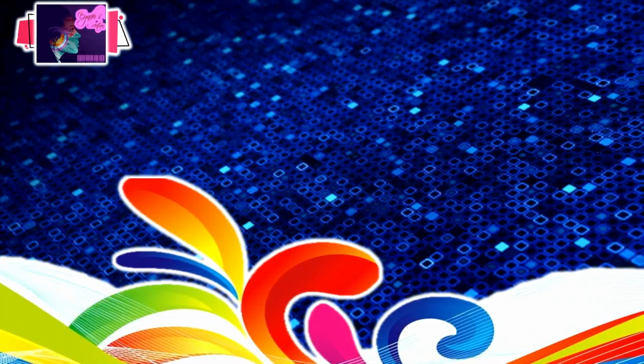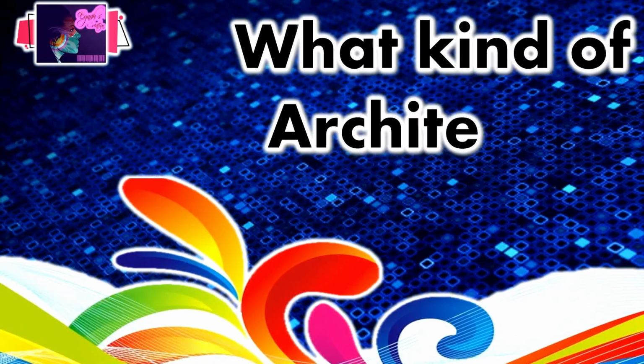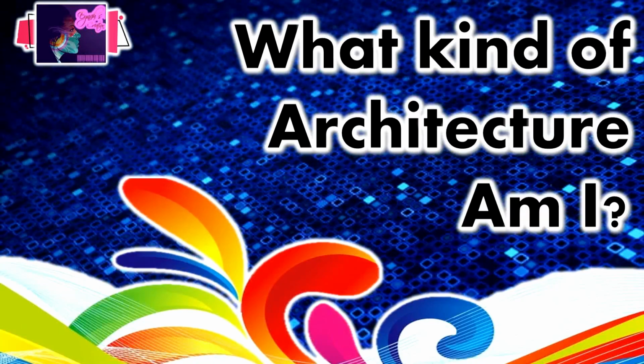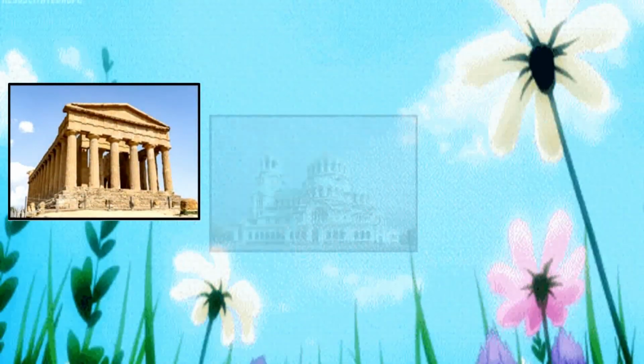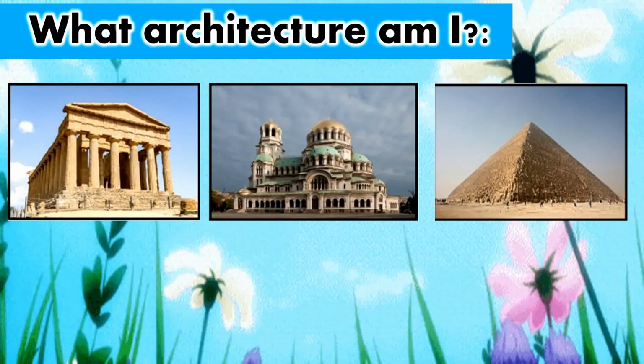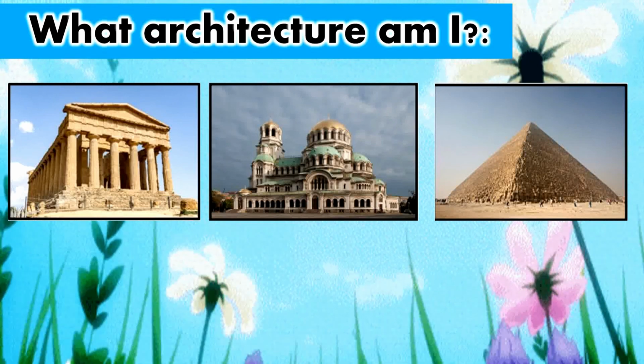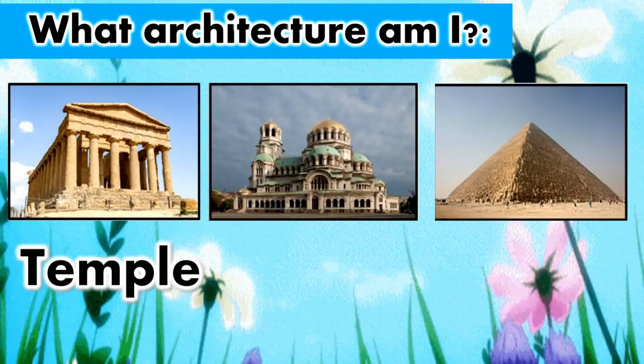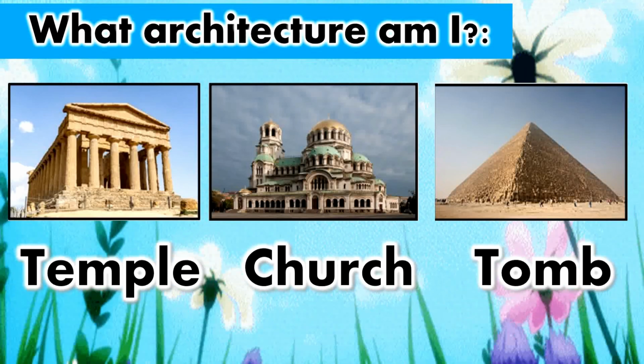Before we have our discussion, let's have first our activity entitled, "What kind of architecture am I?" So in this part, you'll be identifying what kind of architecture are these pictures. Do you have any idea of what kind of architecture the following pictures are? Correct. This is a temple, a church, and a tomb. We'll be seeing more and learning more about this kind of architecture as we go on this discussion.